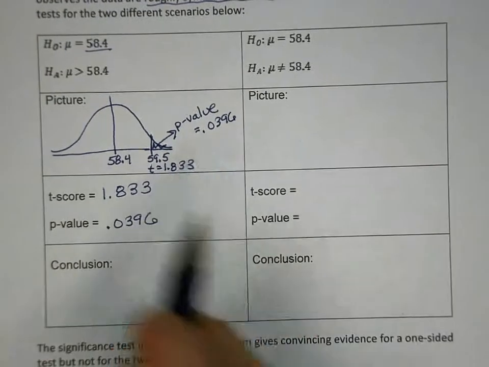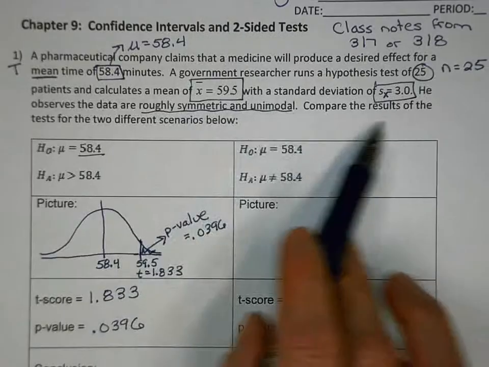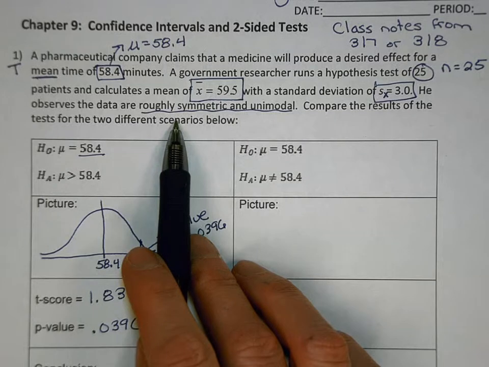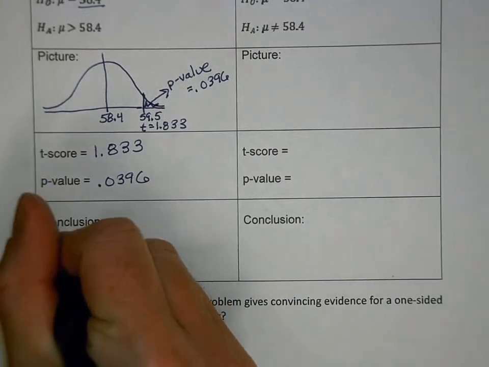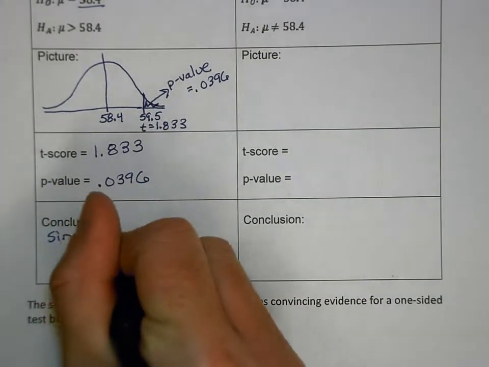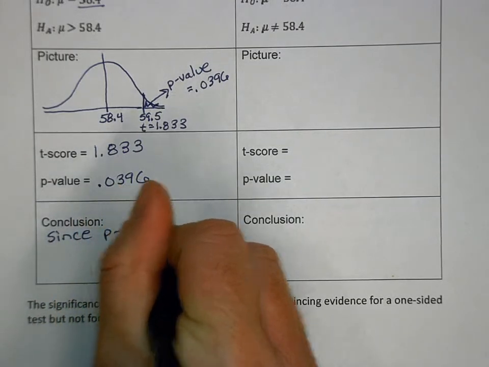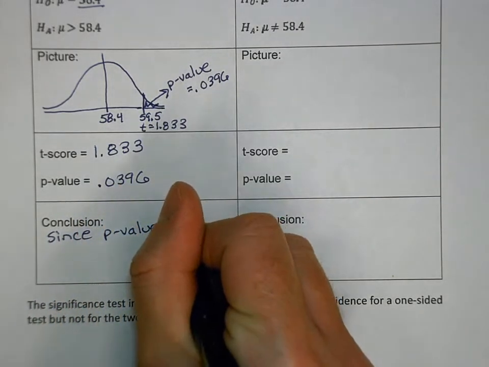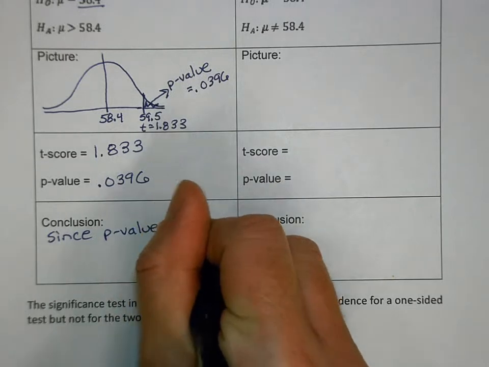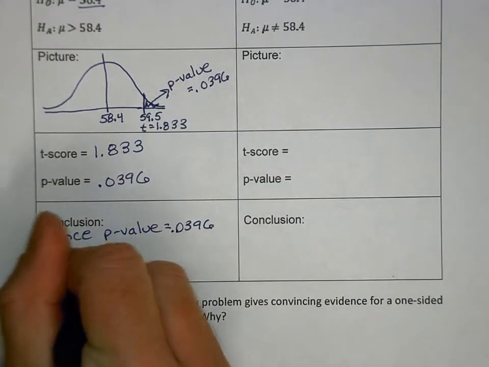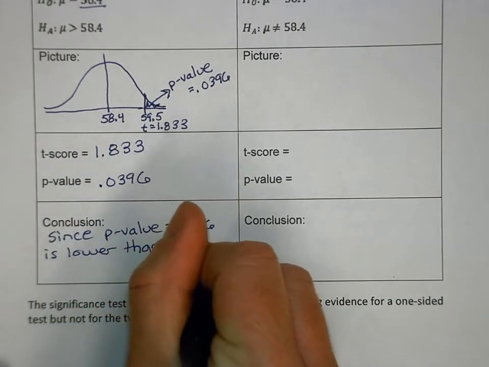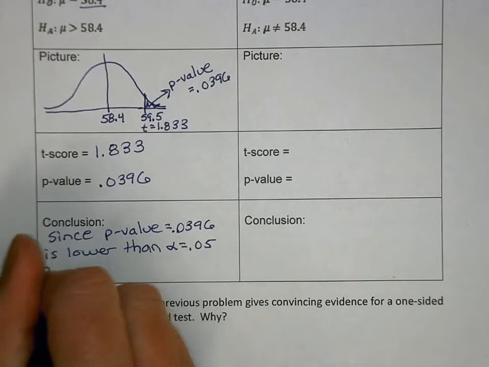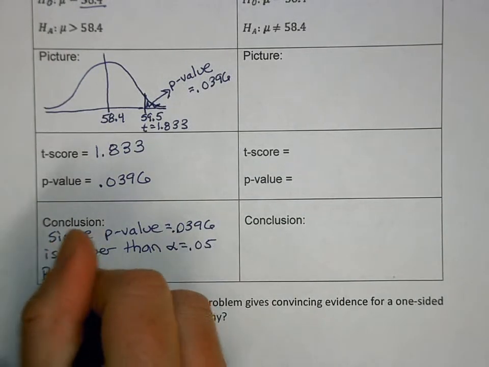So the conclusion. Remember they didn't give us an alpha level to compare it to, so we'll use the standard alpha equal to 0.05. If p is lower than 0.05, you reject your H0. So since the p-value equal to 0.0396 is lower than alpha equal to 0.05, you reject H0.